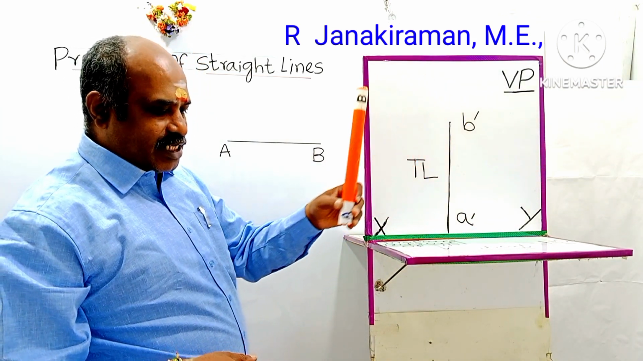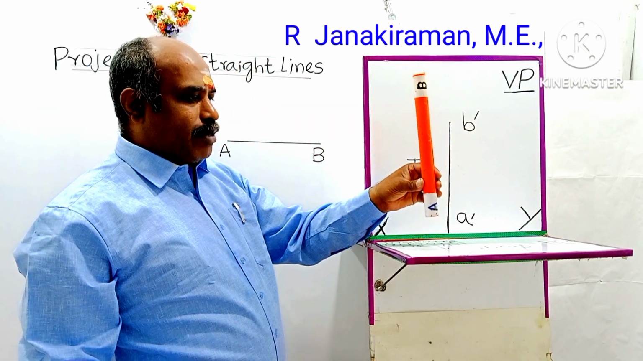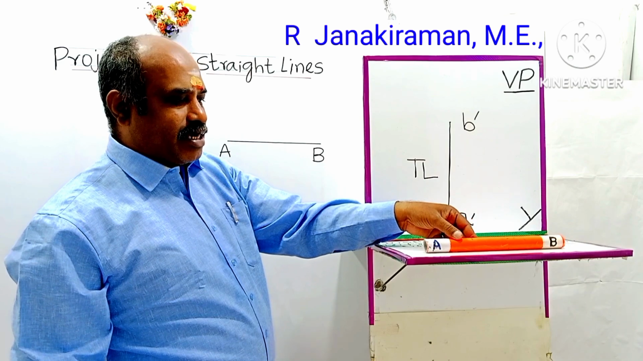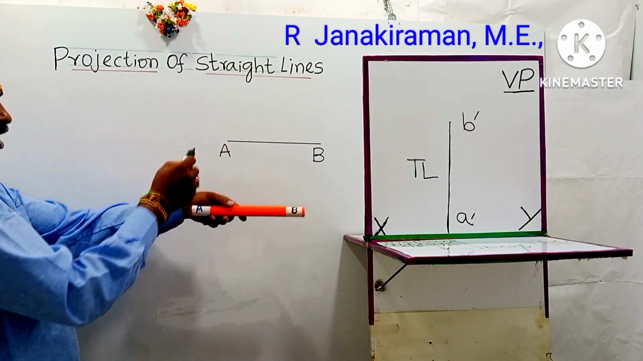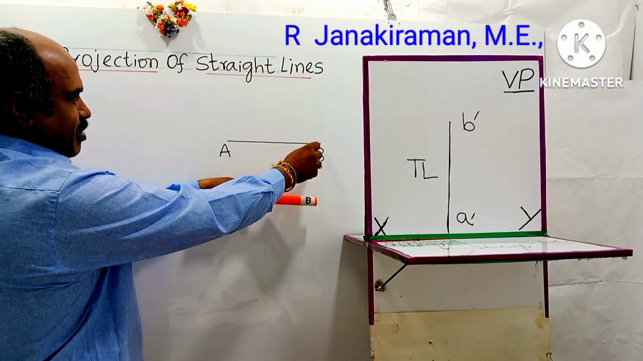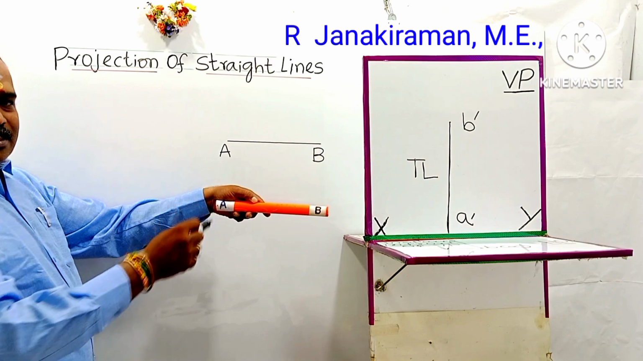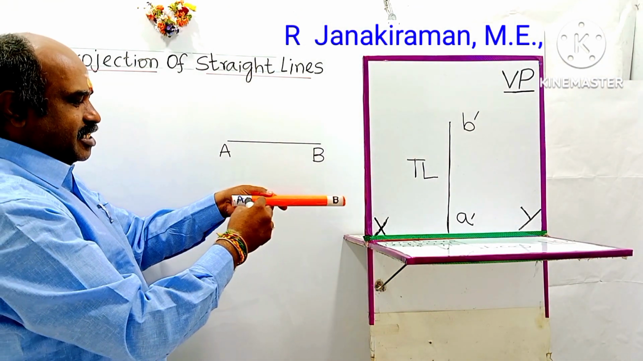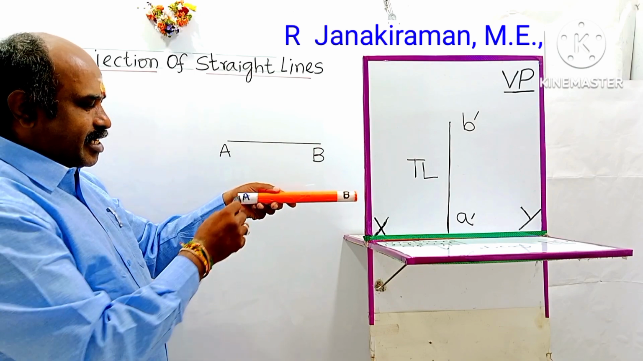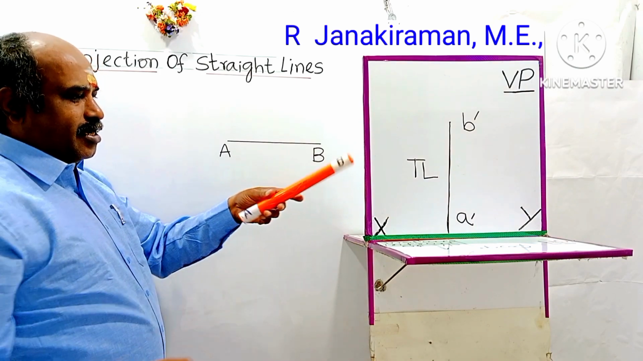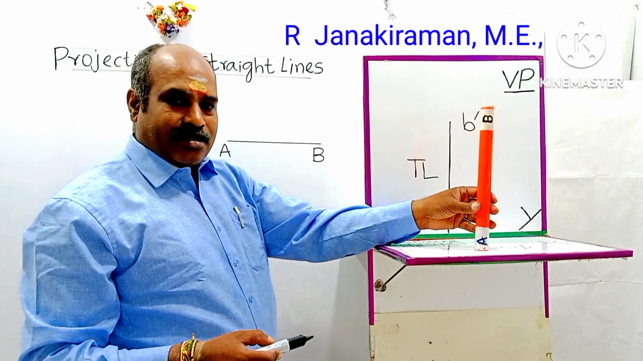Suppose you consider this line to be perpendicular to HP. The straight line has two end points. One end is marked as A, the other end point is marked as B. When you join the end points A and B, you get a straight line. You can consider the orange color shown in this video as a straight line having two end points marked A and B. When I place a line like this, I can say the line is perpendicular to HP.